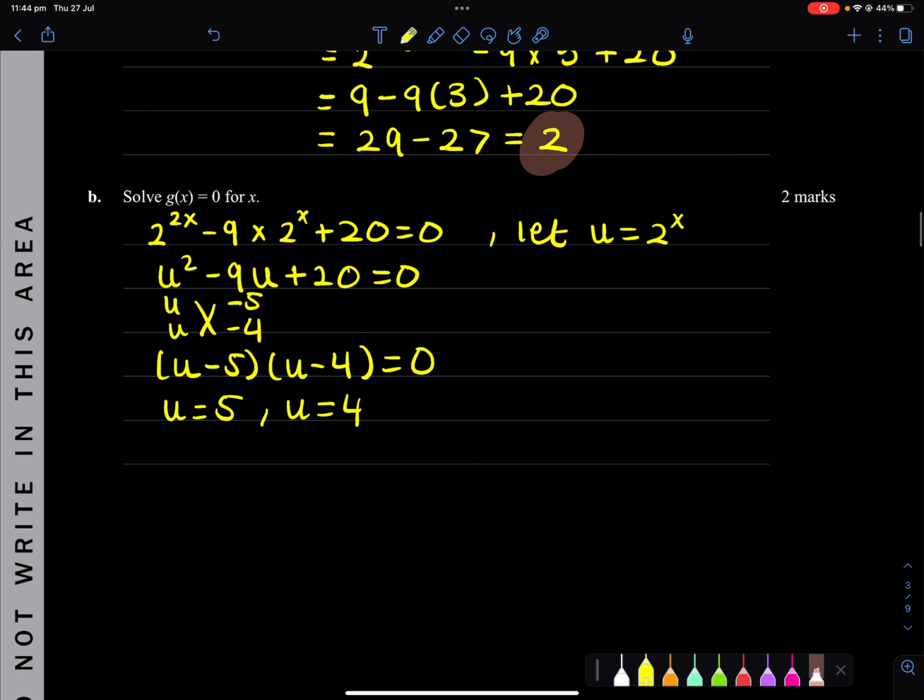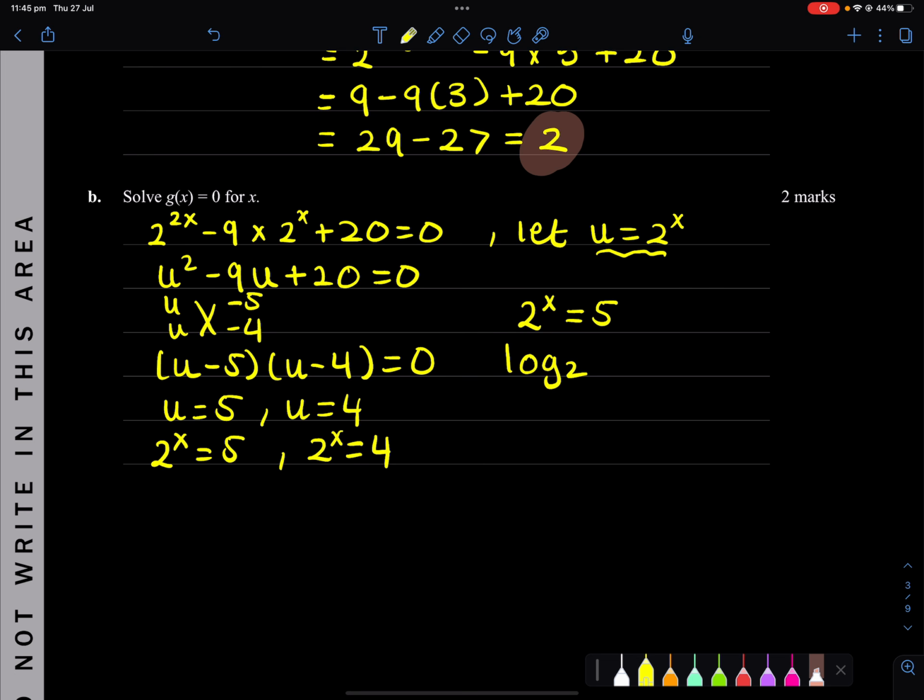Now, again, we know that u is equal to 2 to the x, so we're going to sub 2 to the x back in for u, so it'll be 2 to the x equals 5 and 2 to the x equals 4. Now, I'm just going to continue this. So 2 to the x equals 5 means log 2 of 5 equals x. Now, for this one, x is just equal to 2, so 2 to the power of 2 is equal to 4. So x is also equal to 2. So those are your two solutions.